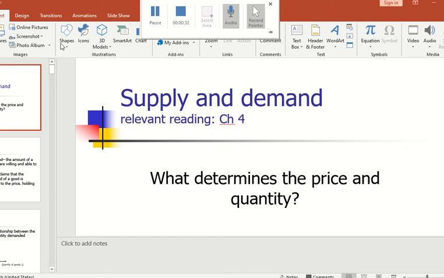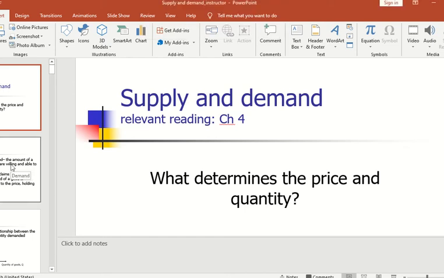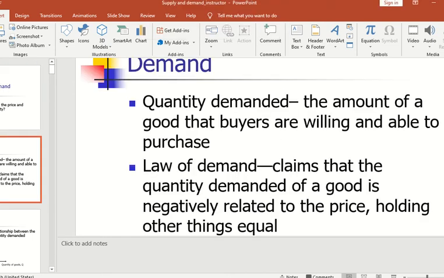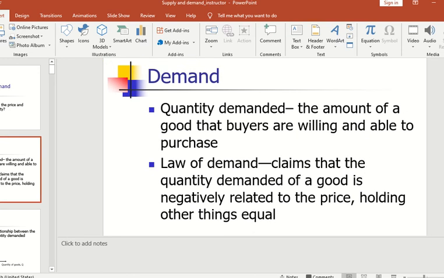So let's start with the demand side. Quantity demanded is the amount of a good that buyers are willing and able to purchase. According to the law of demand, the quantity demanded of a good is negatively related to the price, holding other things equal. What does that mean? Negatively related. The quantity of a good is negatively related to the price. What does it mean in plain words?